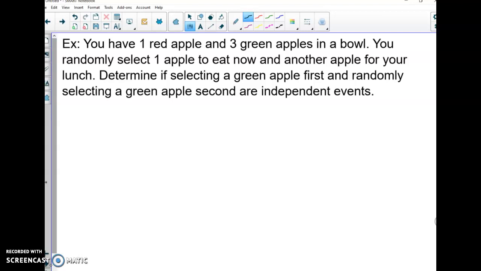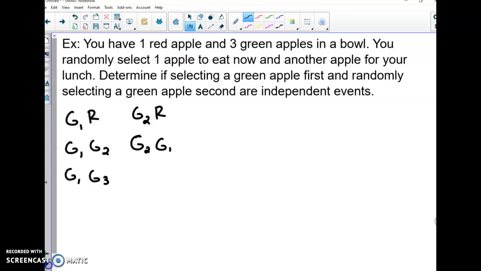So the first thing you want to do is list out all of your options. I've got 3 green apples. So I could have green 1 and a red, green 1, green 2, green 1, green 3. See where I'm going with this? Green 2, red, green 2, green 1, green 2, green 3.